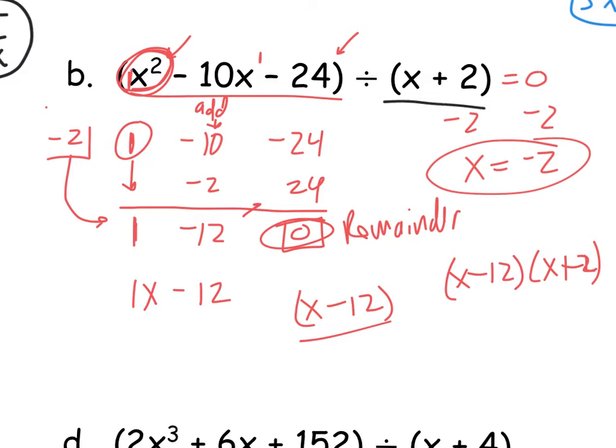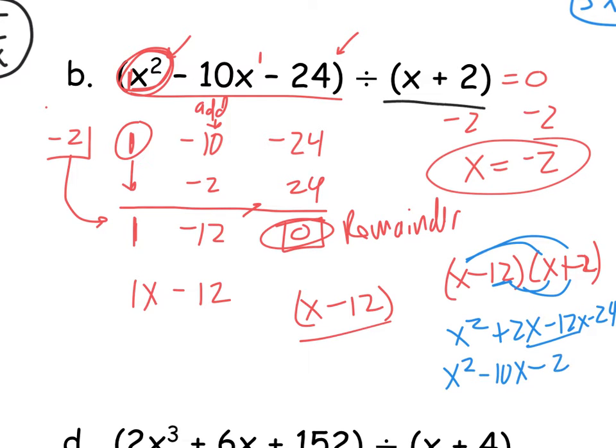I'm just going to use distributive property twice here, just to kind of check my work. X times x is x squared, and x times 2 is plus 2x. Then go to the negative 12. Negative 12 times x is negative 12x, and negative 12 times negative 2 is negative 24. These two are like terms, so it's x squared minus 10x minus 24.